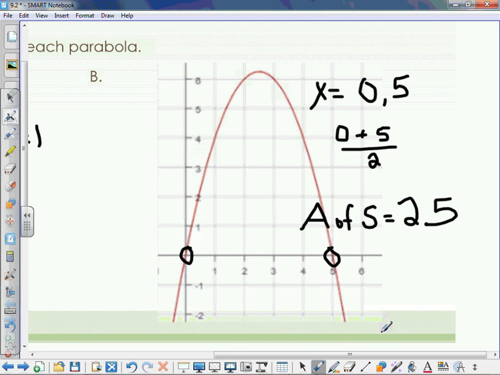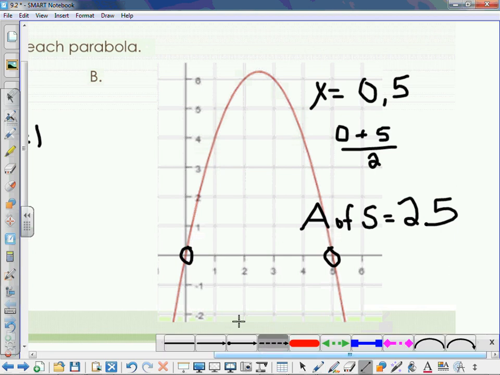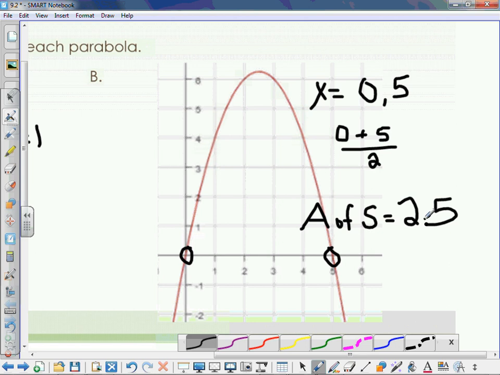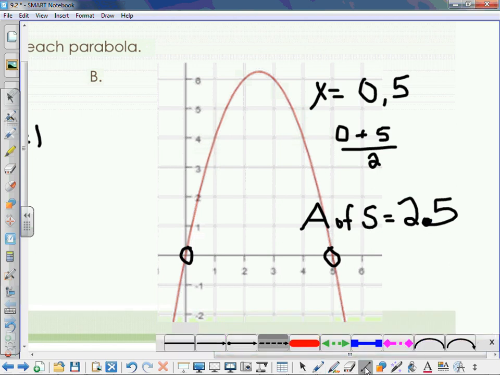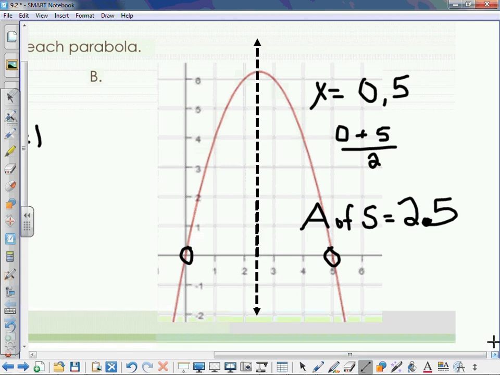If you were told to draw it, it should be a dotted line. And I know it's going to be 2.5. Oof, that's hard to see. 0.5. So I'm going to draw a dotted line here at 2.5 and back down. That's the axis of symmetry. You can see that both sides are equal, symmetrical, however you want to think of it.